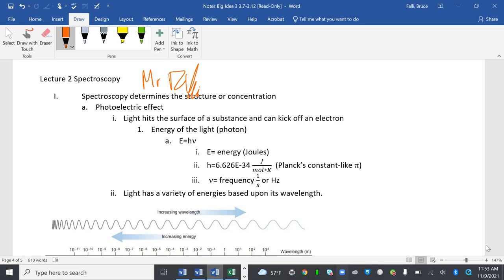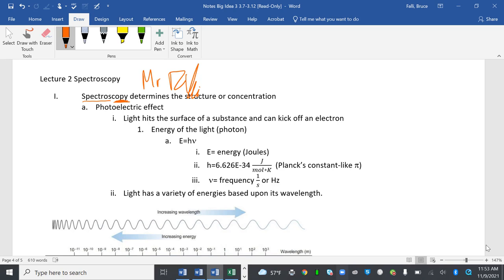So, spectroscopy. Spectroscopy determines the structure or concentration. This part means we're going to be analyzing something spectro, talking about light, electromagnetic wavelength. So we're looking at a bunch of light stuff. This one is probably the most calculator-based that we have. So we have the photoelectric effect, okay?